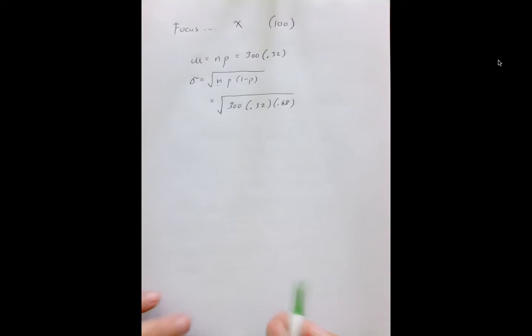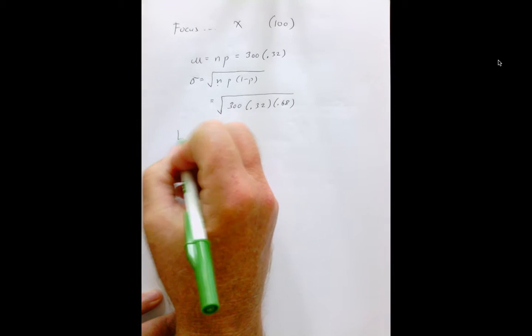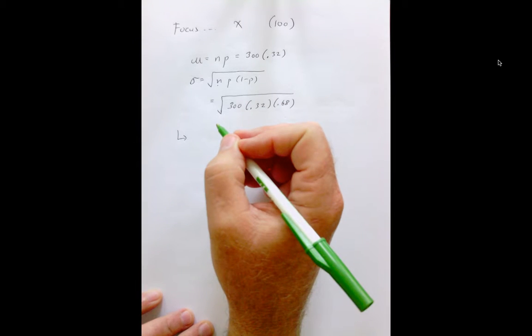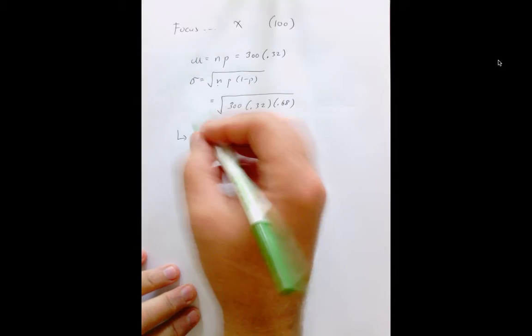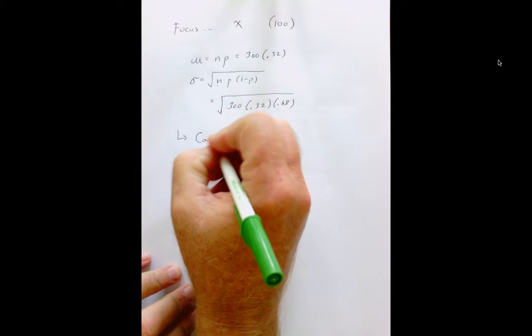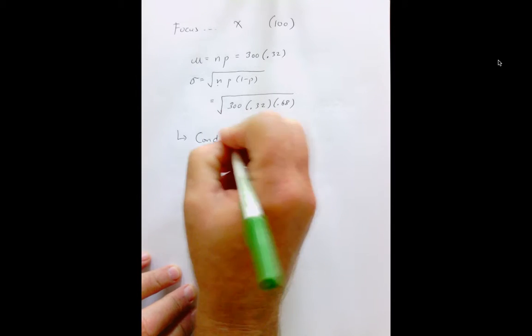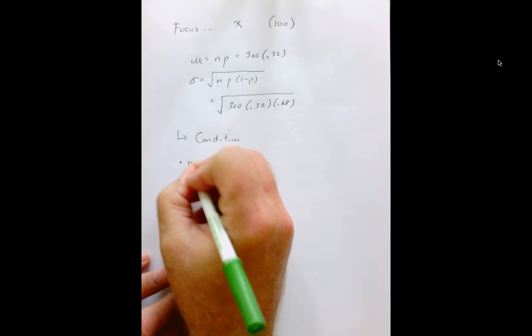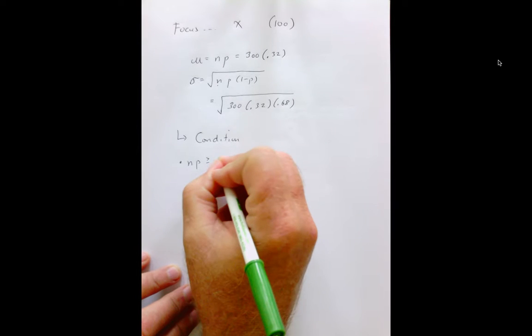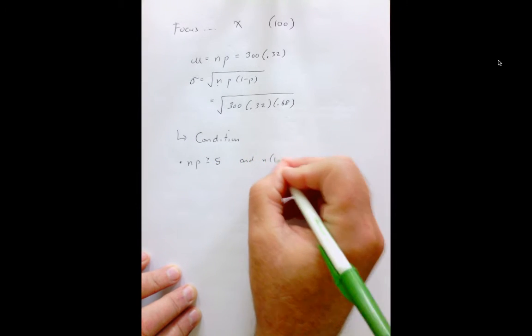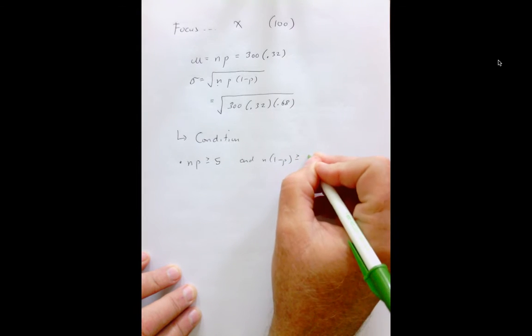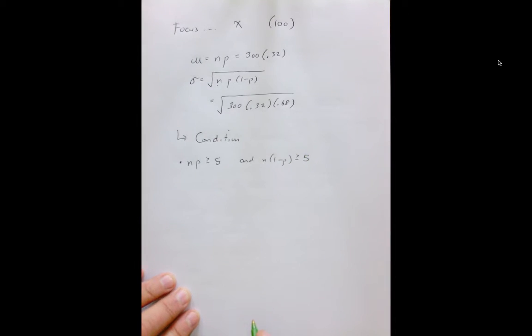All right, so next thing we've got to do is what? You might be thinking, well, the last time you worked continuity correction. But this time I'm going to actually work a complete example. So we have to check our conditions first, and we have two conditions. N times P must be greater than or equal to 5, and N times 1 minus P must be greater than or equal to 5.